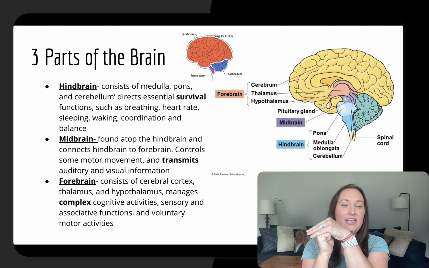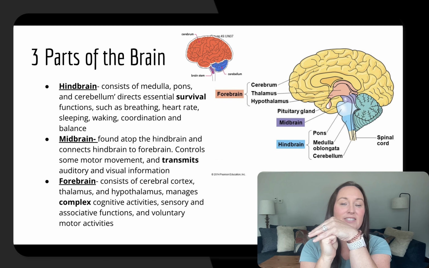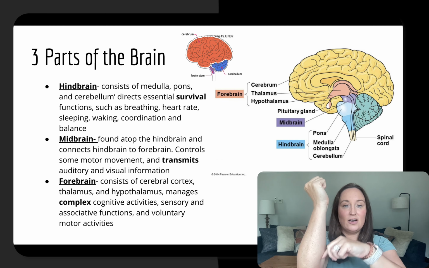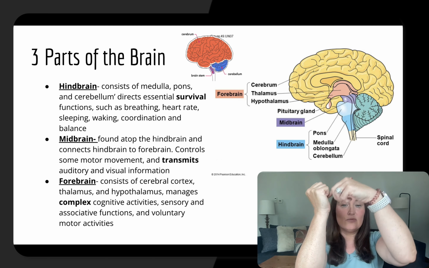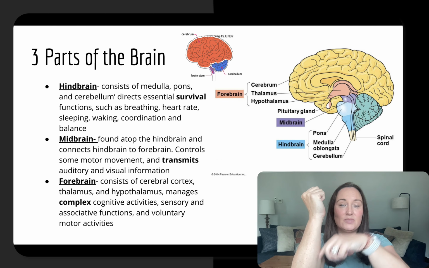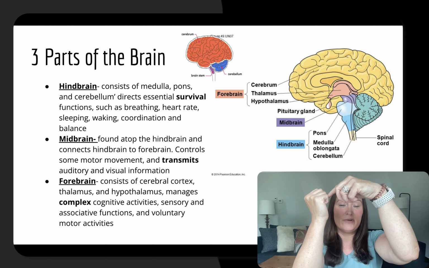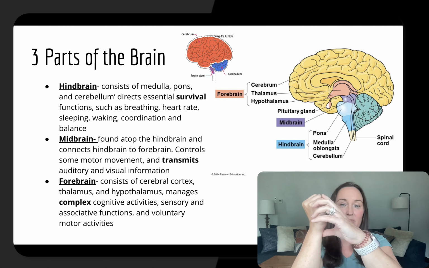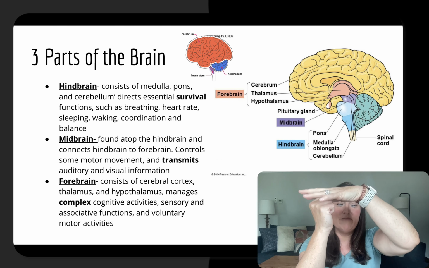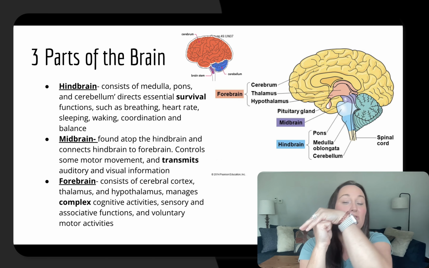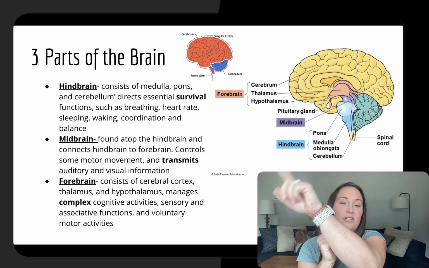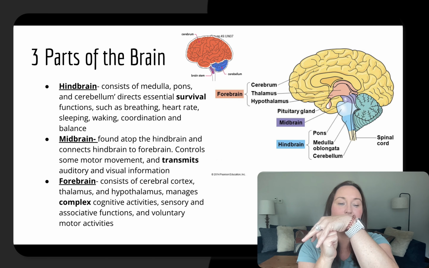On top of that, do these gestures along with me, is the midbrain. The midbrain keyword is transmit. This transmits information from that hindbrain, which by the way, this is our spinal cord that goes right into that brain stem, which is part of the hindbrain. Okay, so spinal cord into that brain stem, and that's the hindbrain. So that is going to bring information up from the nervous system through the hindbrain to the midbrain, and the midbrain is going to say, oh, that's visual information. It should go here. It's auditory. It should go here. It's going to transmit.